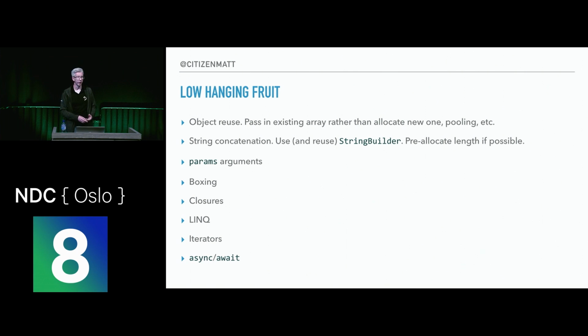We can have object pooling. We can pass in pre-allocated arrays rather than having to allocate them all the time. Reuse an array once it's finished, rather than having to let the garbage collector clean it up and reallocate new stuff. String concatenation, we all know this one. Use a StringBuilder instead of just concatenating strings. And if you're using a StringBuilder, you can reuse them as well, so you can combine that with the first one. And if you know the length of the thing you're trying to build, you can pre-allocate it as well, so it doesn't have to work around reallocating items.